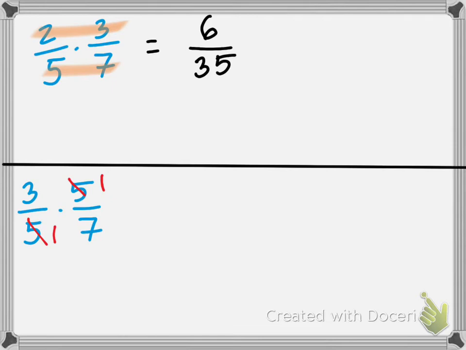Yes. They don't need to be the same number in order to cross cancel. As long as they're both divisible by the same number, then we can cross cancel. Now it's time to cross multiply.